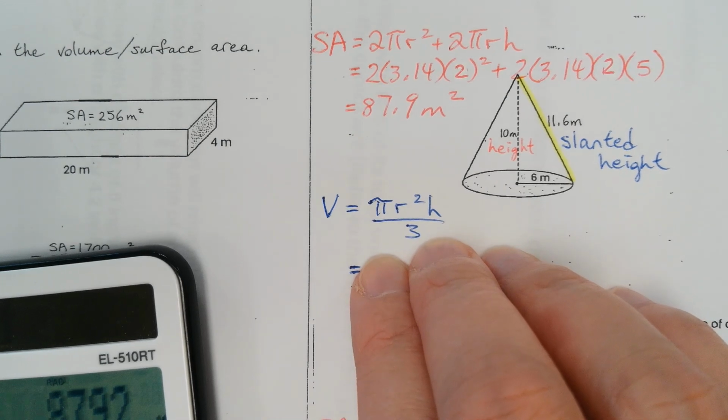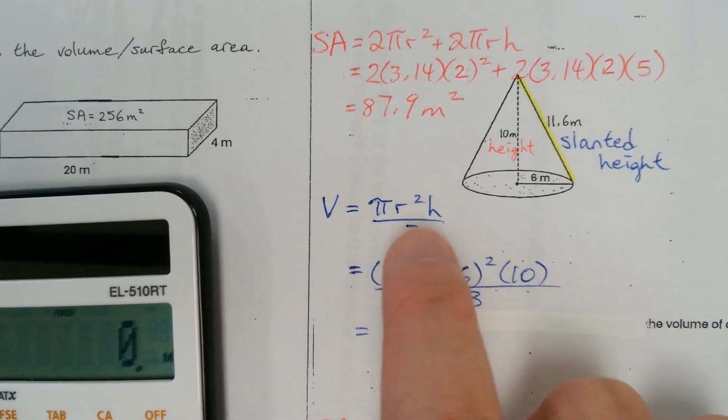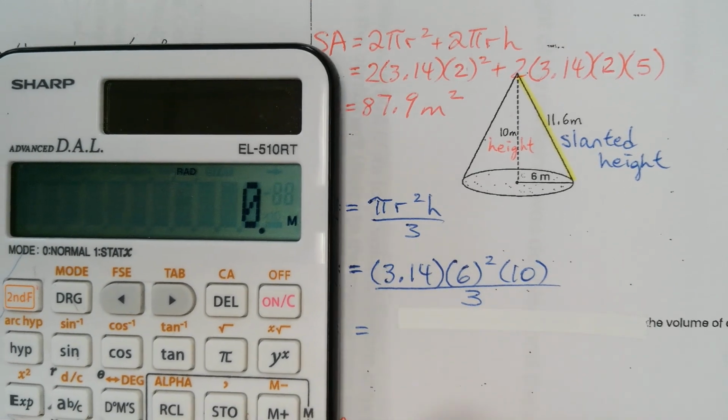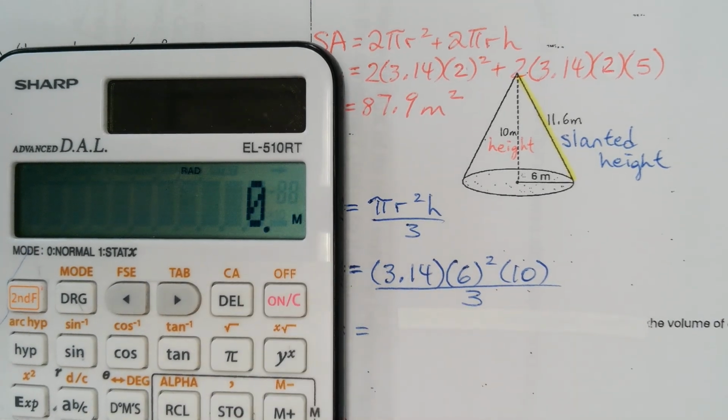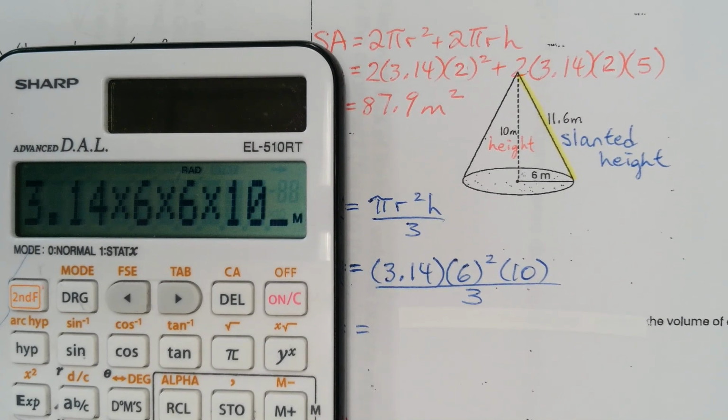Because with the 1/3, you automatically get that decimal, and I prefer doing all the math and then dividing by 3. So if I were to put this on the calculator, can somebody tell me what to put? What to press exactly? 3.14 times 6 times 6 times 10. Good. Divided by 3. And then divided by 3.